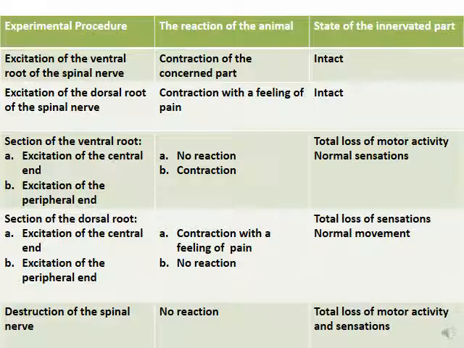Excitation of the dorsal root in the second experiment. Excitation of the dorsal root of the spinal nerve. So what do we have? The concerned part contracts, with a feeling of pain. What does this indicate? This indicates that the nervous message was propagated from the dorsal root toward the spinal cord and from it toward the brain, and then it moves toward the concerned part. So from here we can conclude that the dorsal root has a sensory function.